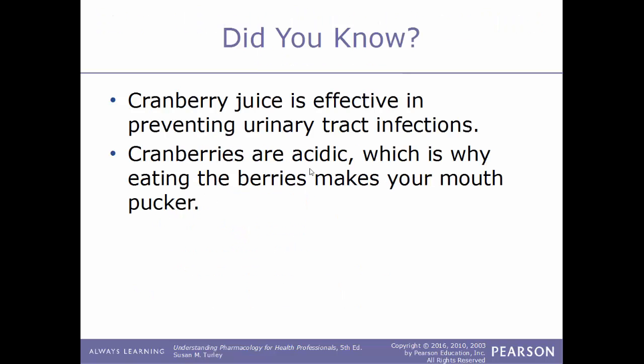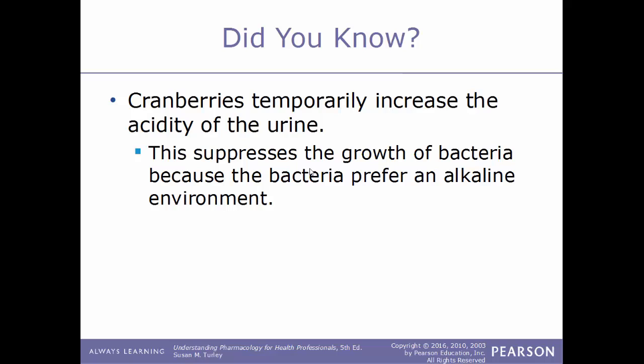A quick did you know? Cranberry juice is effective in preventing urinary tract infections. That's because cranberries are acidic, which is why eating the berries makes your mouth pucker. After you eat these, the cranberries will temporarily increase the acidity of your urine, and this will suppress the growth of bacteria, because the bacteria would prefer an alkaline or basic environment, not acidic.